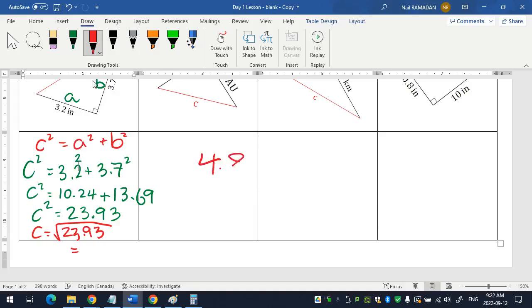So 4.89, how do you round? You cut the number right here. Who remembers the rounding rules? There's only one rule for rounding. How do you decide if it changes or not?